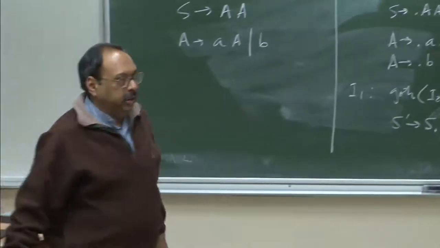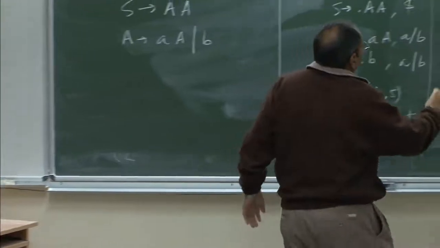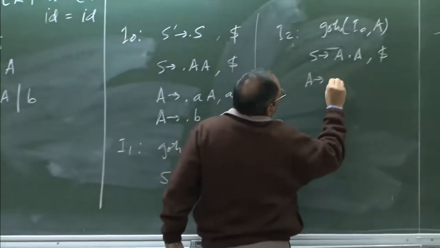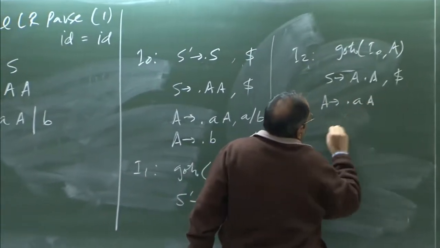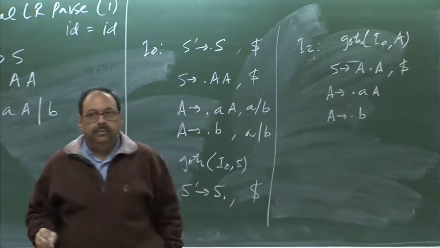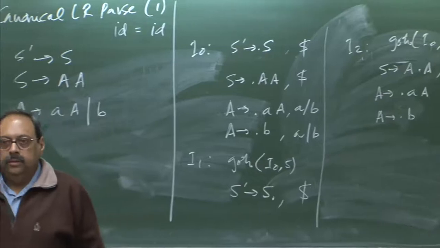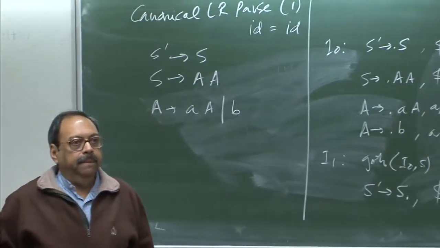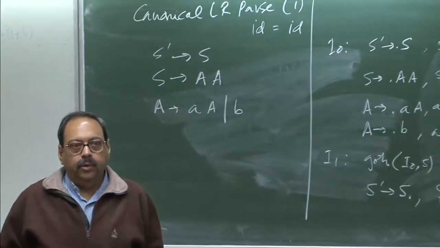Now if I take closure, closure is going to give me A goes to dot AA and A goes to dot B. What will be the look ahead here? So, how did I get dollar here?